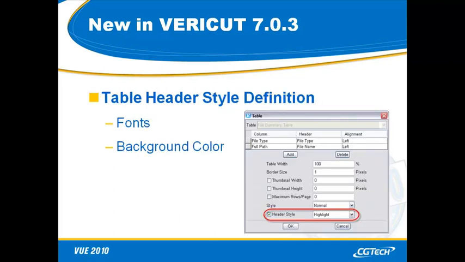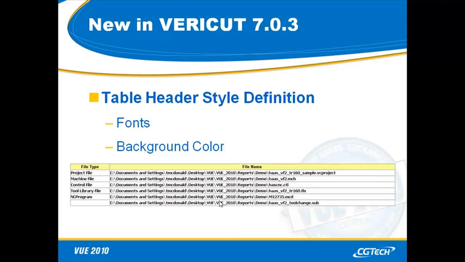As well as that, we have table header style definitions. Now we can change the font and the background color. And as you can see here, we have a different font and a different background color on this header.